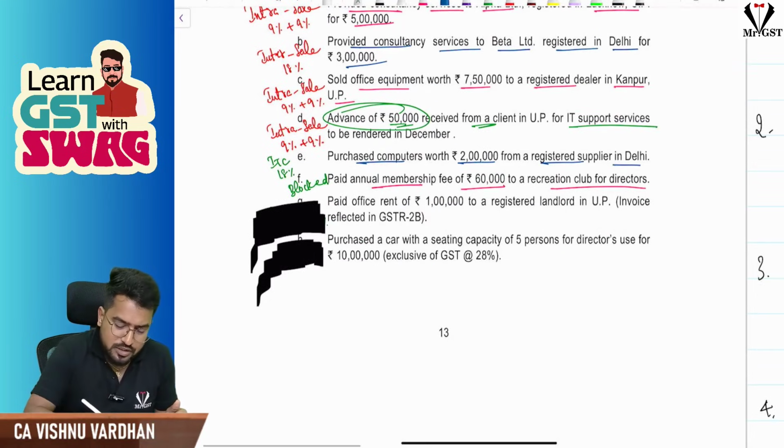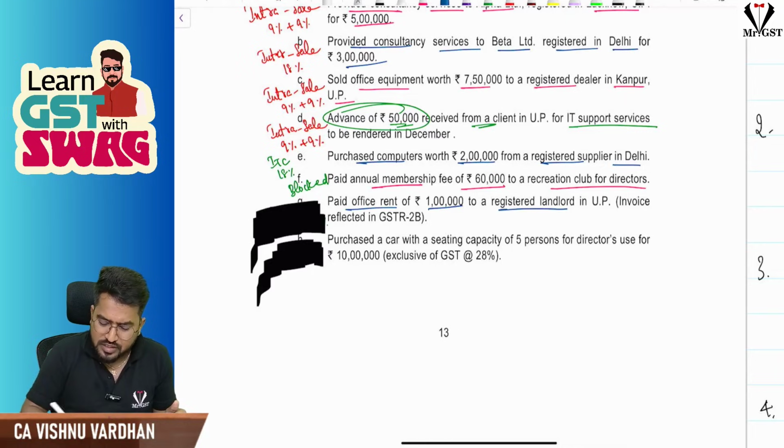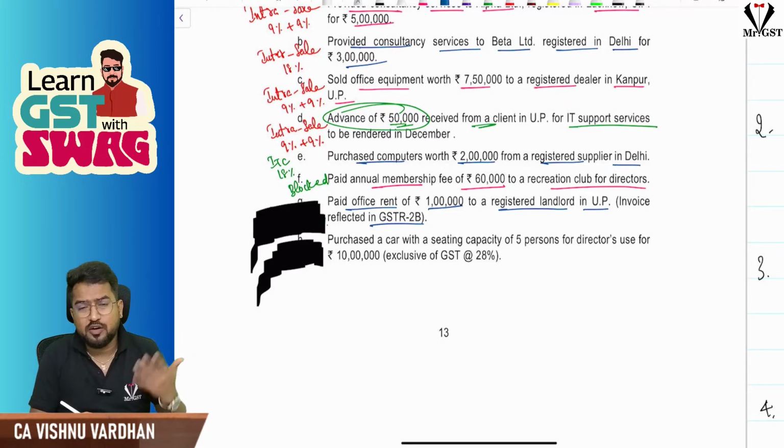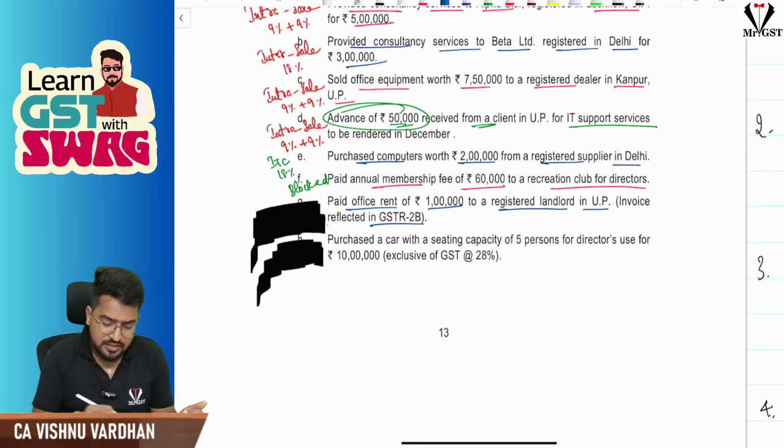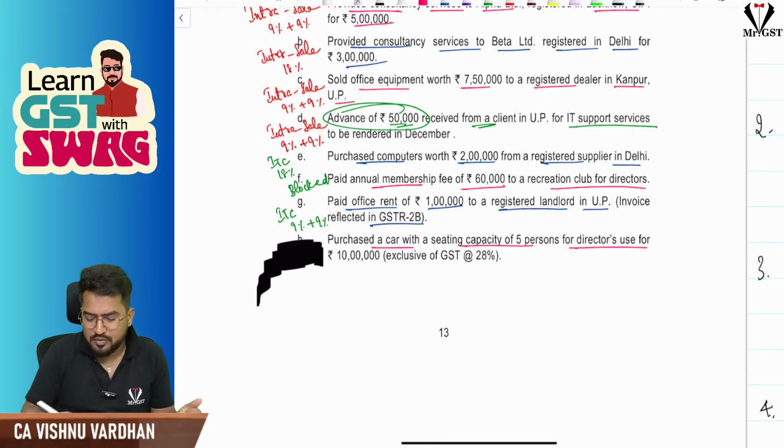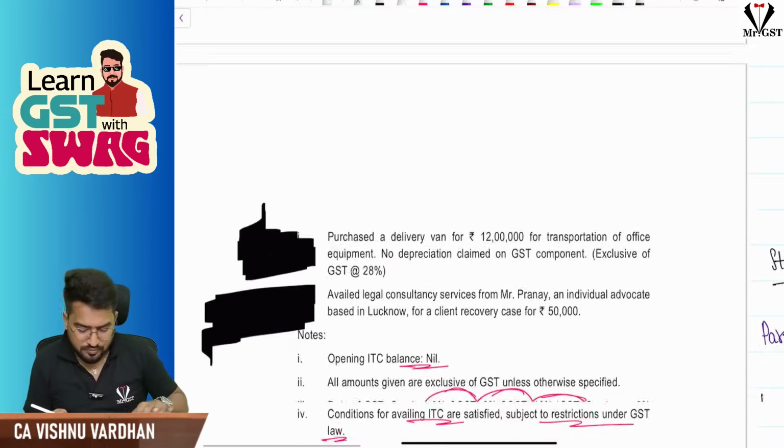Okay, next. Paid office rent 1 lakh to a registered landlord in UP, and this is also reflected in GSTR-2B. Office rent is for business purpose. We can take ITC, intrastate purchase 9% and 9%. Next, purchased a car with seating capacity 5 for directors' use. You know, blocked credit, no ITC.